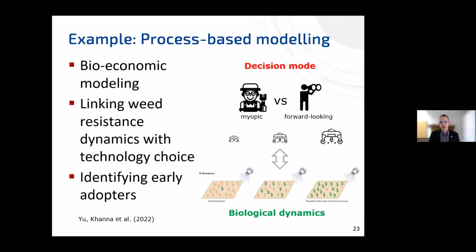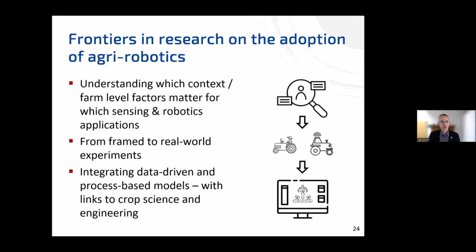So this would be, I would say, the high art of actually combining what we learned from these empirical studies into models. And of course, in CP6, we're also working on models that can do these kinds of analyses and allow us to actually compare different ways of decision-making against each other and combine this with biological dynamics. And I actually want to close with maybe three bullet points that I would call the frontiers in research on the adoption of agri-robots, and that also perhaps help us to think about future fields of collaboration.